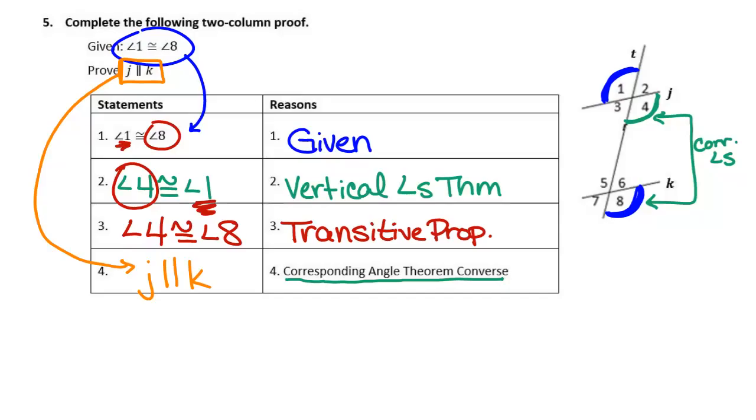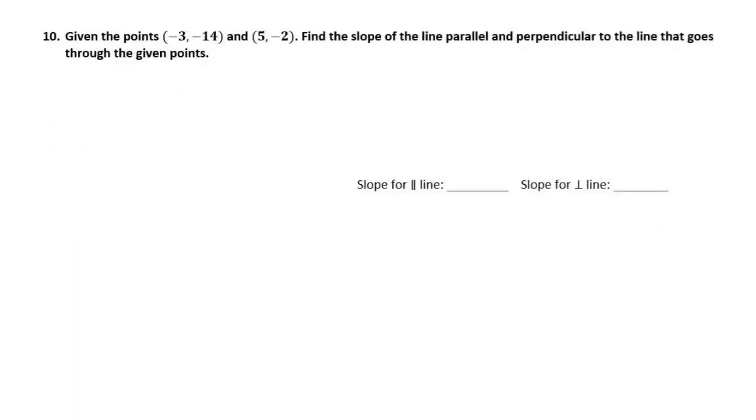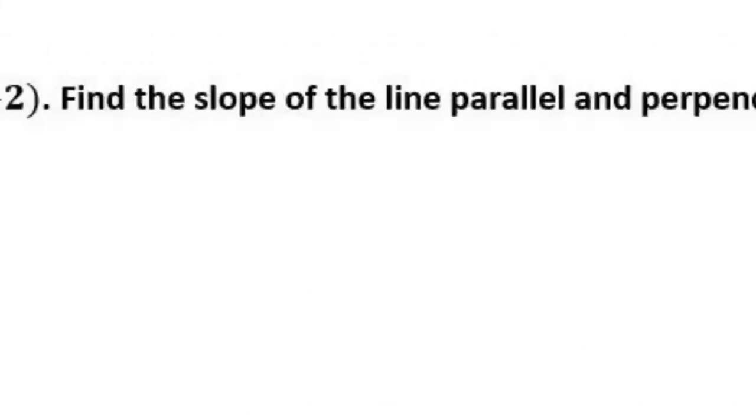What else would you guys like to see? Question number 10, absolutely. Yes. Question number 10: given the points -3, -14, and 5, -2, find the slope of the line parallel and perpendicular that goes through the given points.